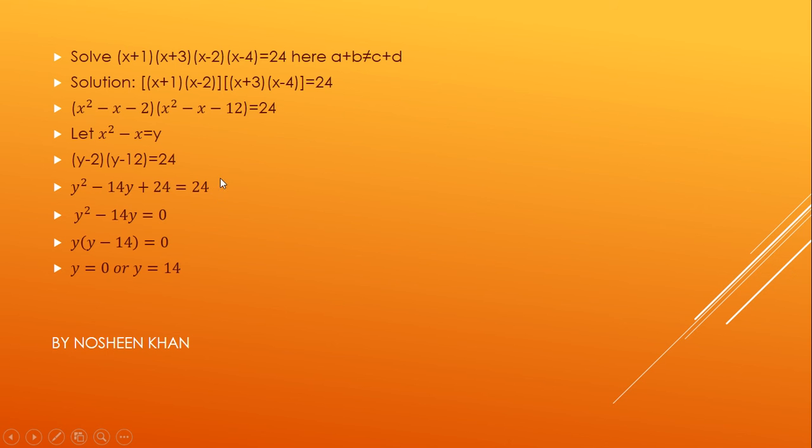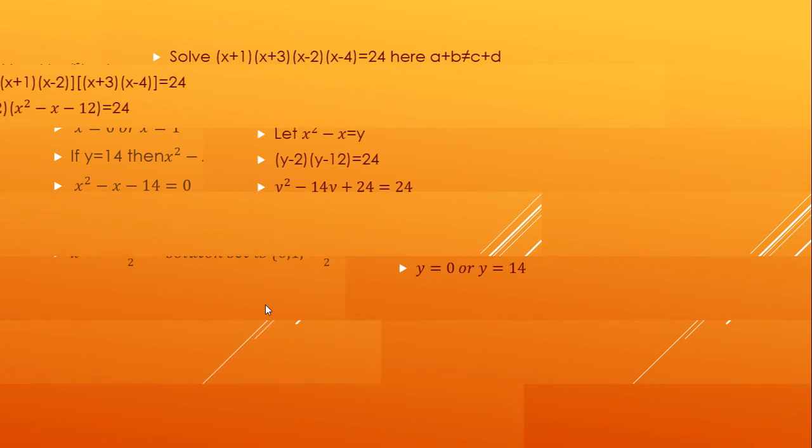Now I can cancel 24 by 24. I shift this 24 to the right hand side, so 24 - 24 gives 0. y² - 14y = 0. Take y common, so y(y - 14) = 0. If y is equal to 0 or y - 14 is equal to 0, then this equation will be 0. So y = 0 or y - 14 = 0. Shift -14 to the right hand side, the sign will change, so y = 14.